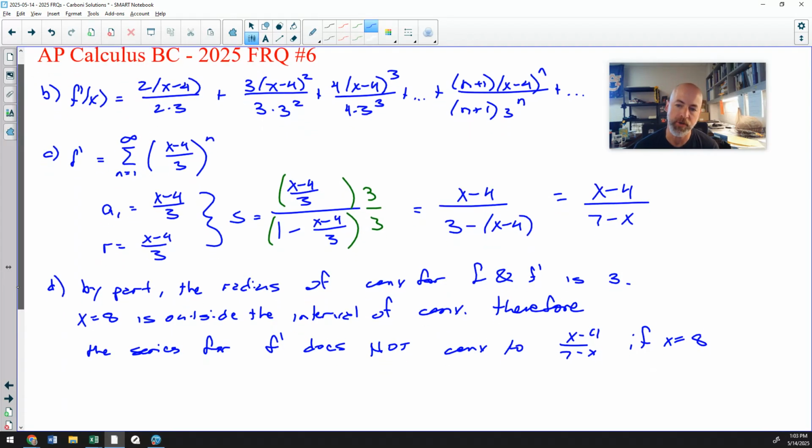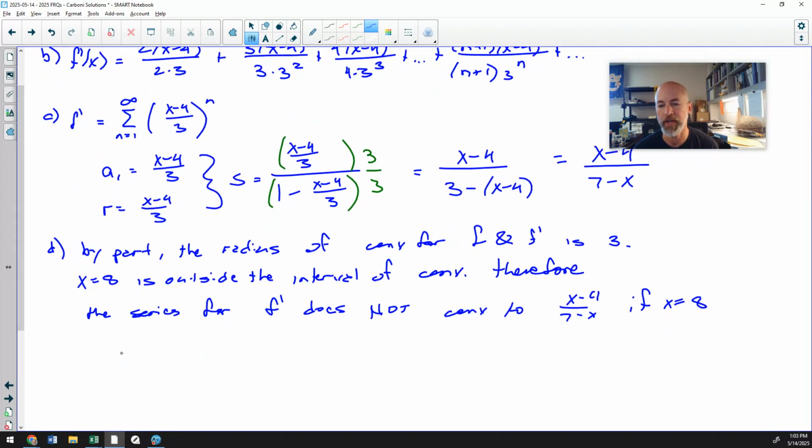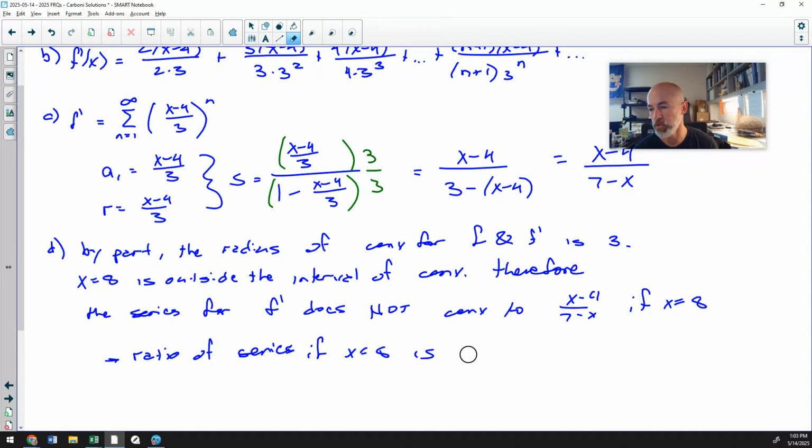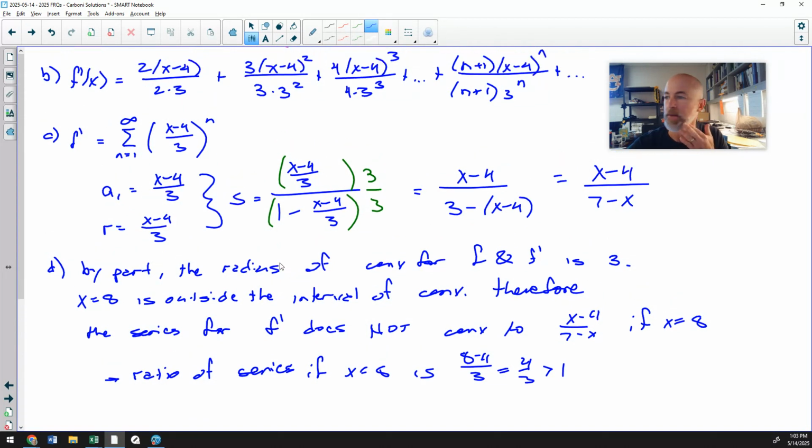And you also could have, and I was about to do this, noted that the ratio of the series if x equals 8 is, and my ratio up here is (x - 4)/3. So (8 - 4)/3 is 4/3, which is greater than 1, which is another reason that this would diverge. So we have a couple of different reasons that we could show that this diverges. And I believe that's it.